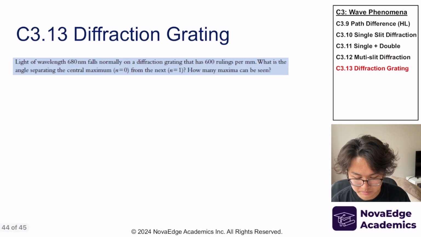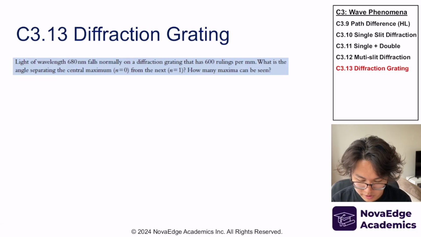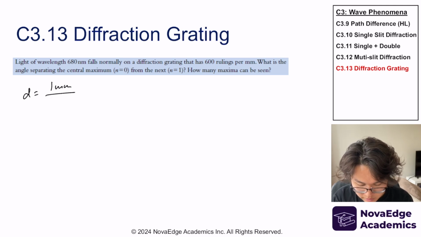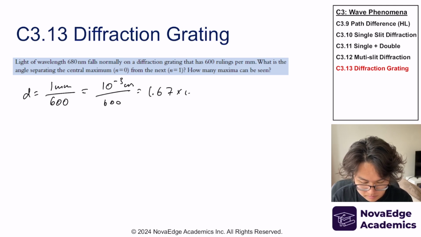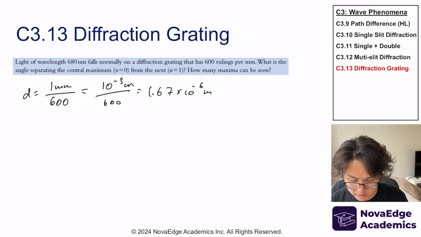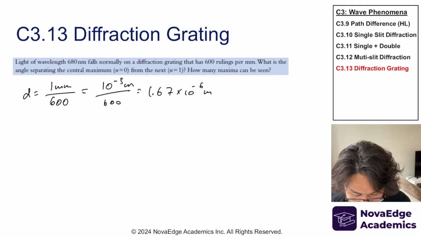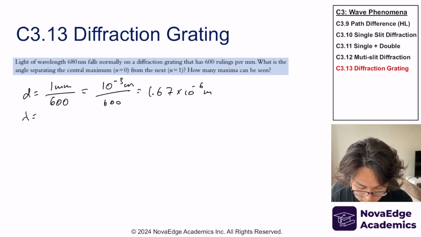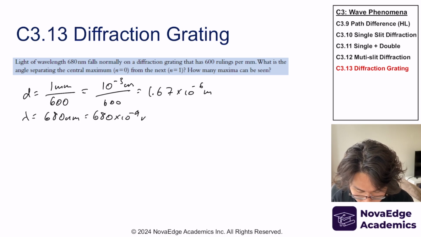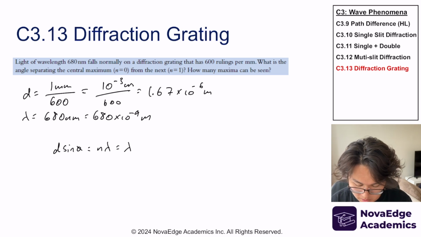So let's do practice problems. Pause the video and give this one a try. Okay, so they gave us rulings per millimeter. So d is 1 millimeter over 600 lines. What is the angle separating the central maximum? By the way, they already gave us a wavelength. So what's the angle? In this case, I'm going to evaluate at n equals 1.